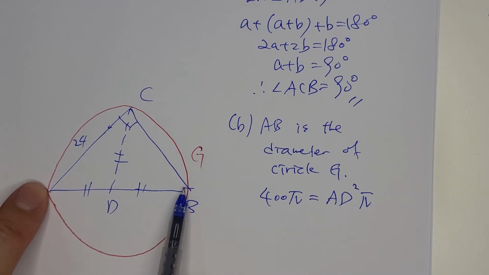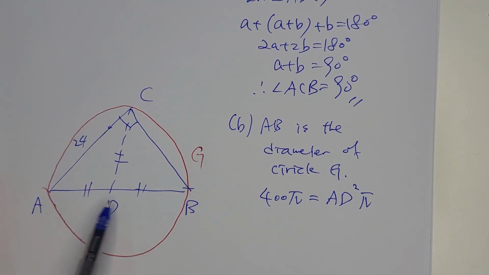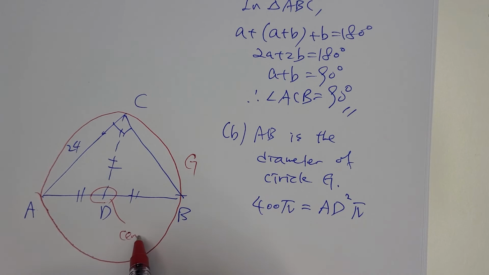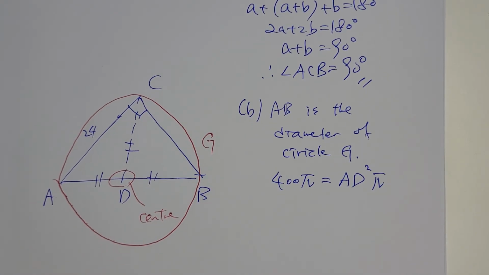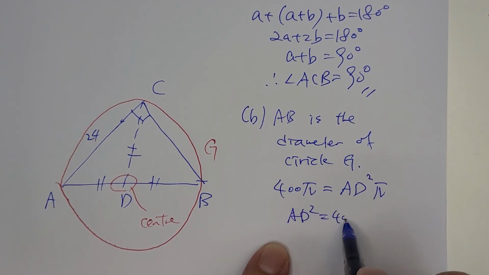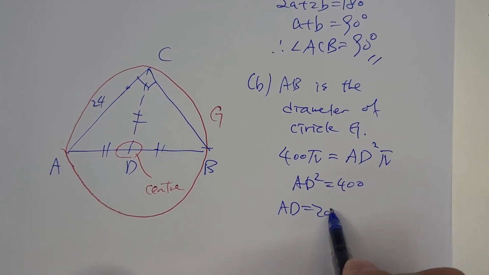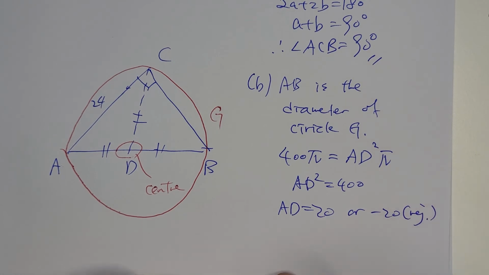Because AB is the diameter and D is the midpoint of AB, then D would be the center. Actually, D is the center, and DA would be the radius of the circle. So AD squared, that is 400, and you can find it easily. AD, that is 20 or negative 20. Reject the negative number, of course.